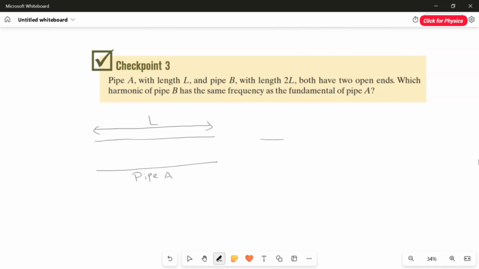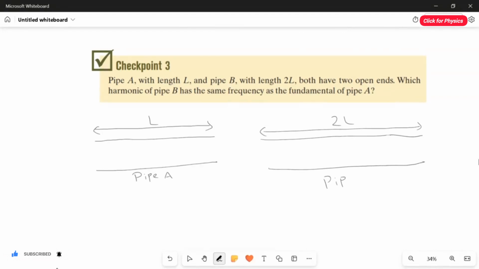Likewise, we have the second pipe B, and this pipe length is 2L. So this is pipe B. And they mention these pipes, both ends are open. And here, what they exactly need, we have to give which harmonic for pipe B will have the same frequency as the fundamental frequency of pipe A.